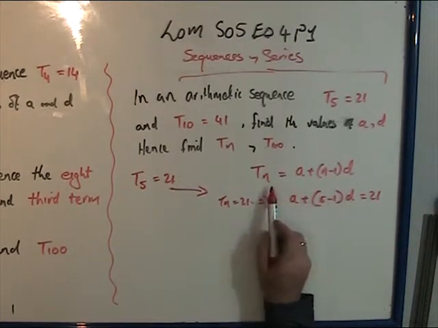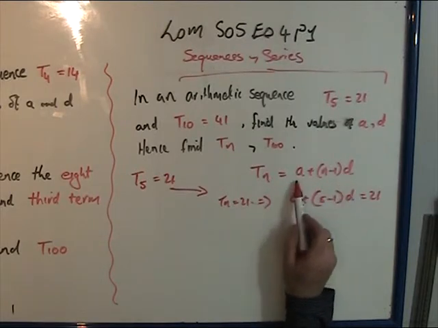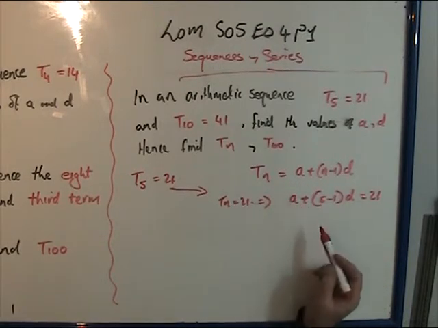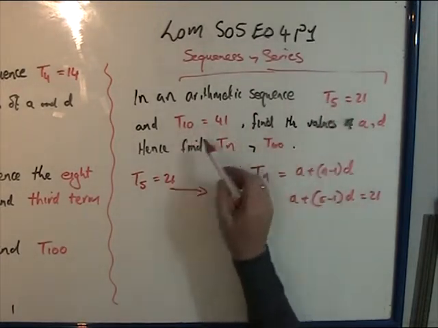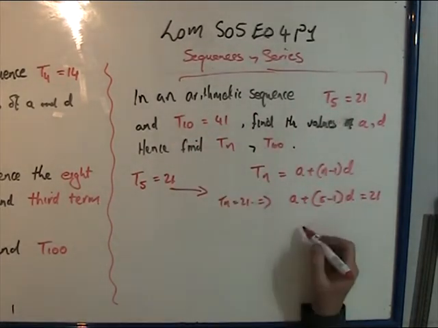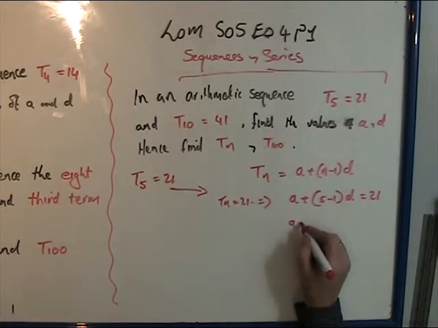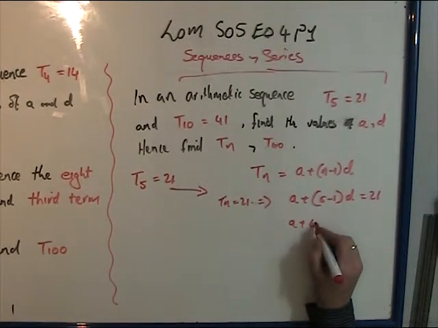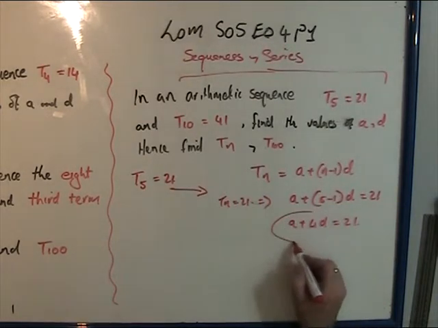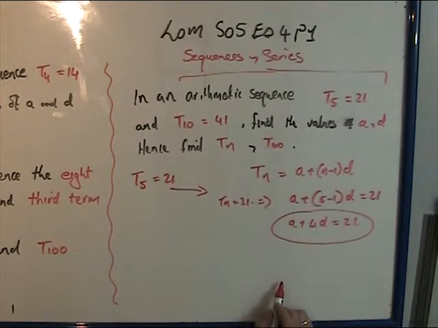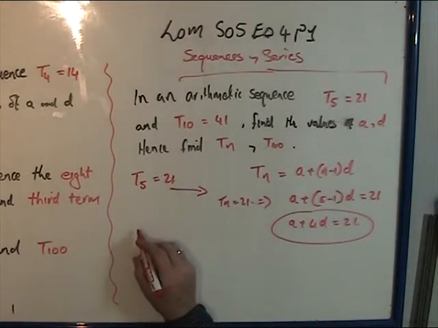Do you follow? I don't have my difference and I don't have my first term, but I can find them. I'll show you this because these are related; they're in the same sequence. So I clear this up, and that's equal to A plus 4D is equal to 21. So that's my first equation.